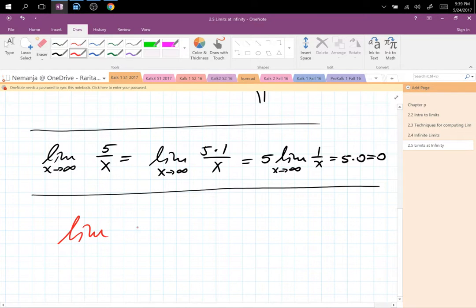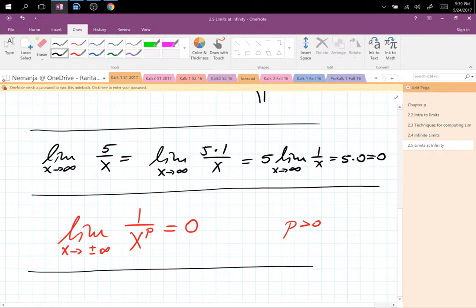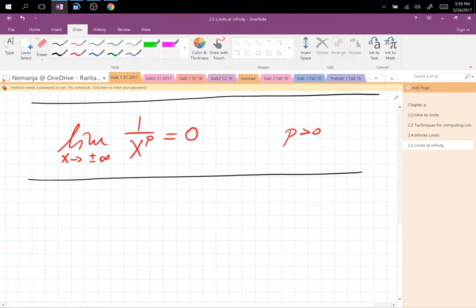So the limit of 1 over x to the any power p, right, as long as p is larger than 0, is going to be 0 if x goes to any of the infinities, positive or negative. We're going to actually use this in problems in this section. So we want to know this. Cool.